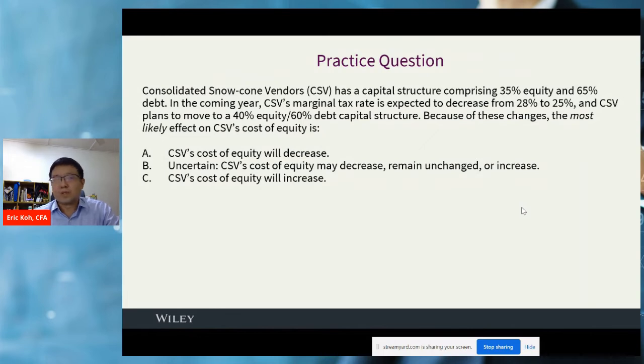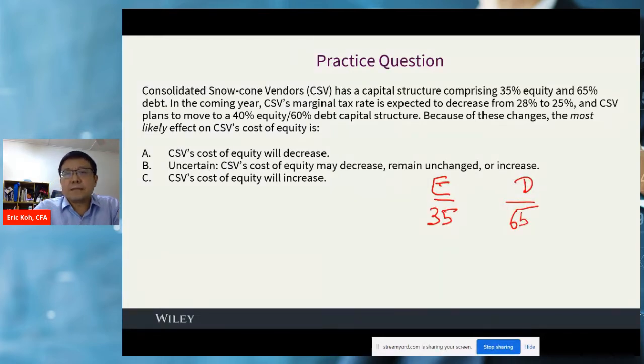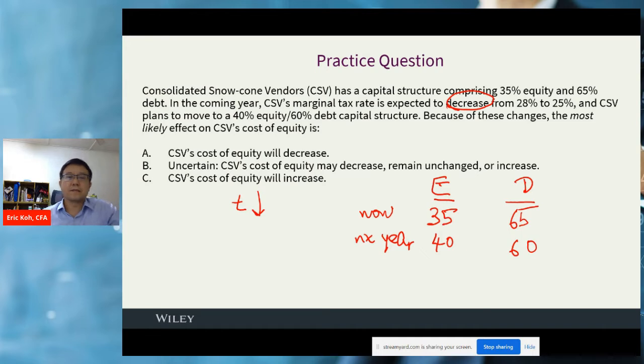Okay, perhaps you want to try out this question. I'll just cut short a bit in the interest of time. This company has the current capital structure of equity and debt, and 65%. Tax will drop from 28 to 25%. And next year, they want to move their capital structure to 40% equity and 60% debt, right?